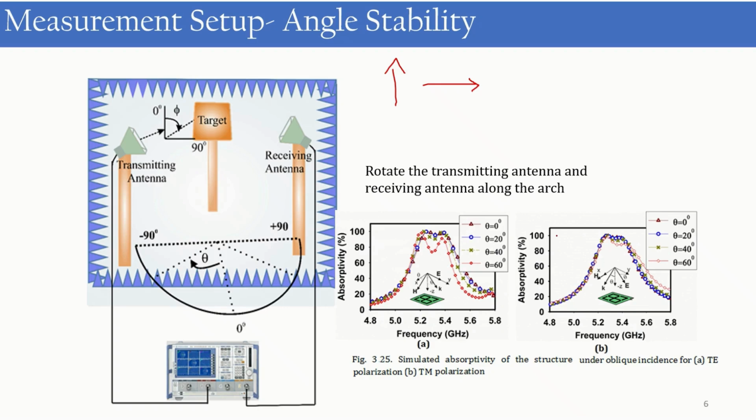One of the important things to notice is that because we are taking the metal plate as the reference, in the case of a metal plate the angle of incidence is equal to the angle of reflection. So if we put the transmitting antenna here, we have to put the receiving antenna here. That is the only thing we have to take care of in the angular stability measurements. So this is how we do the polarization and angular stability measurements for metamaterial structures. Thank you.